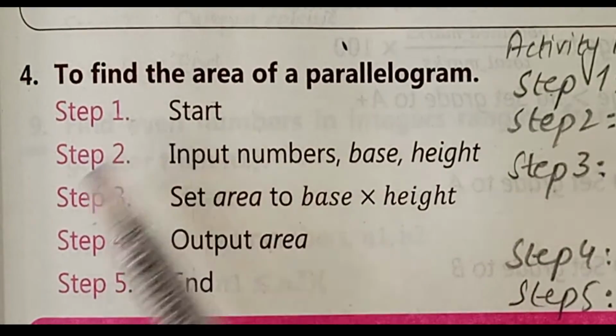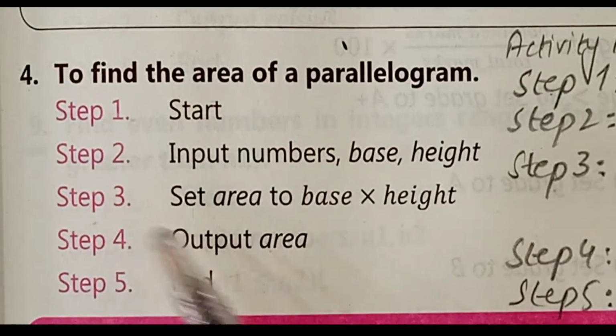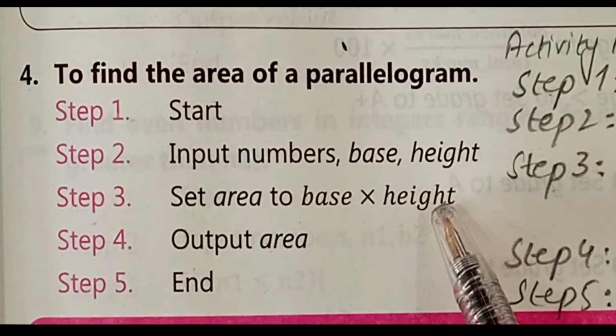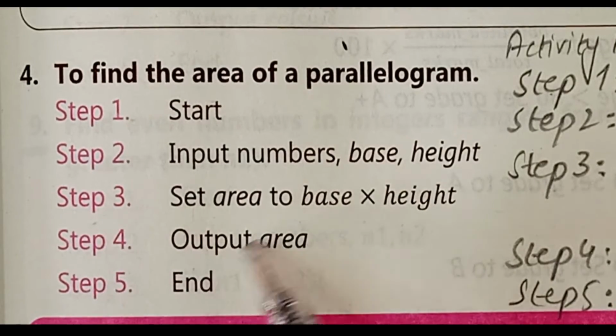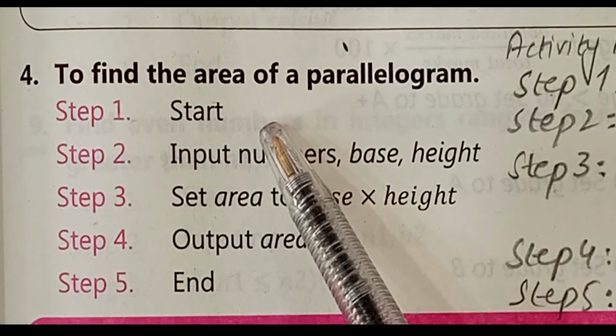Step number 1 start. Step number 2 input numbers base height. Step number 3 set area to base multiply by height. Step number 4 output area. Step number 5 end. First step is to start the algorithm.